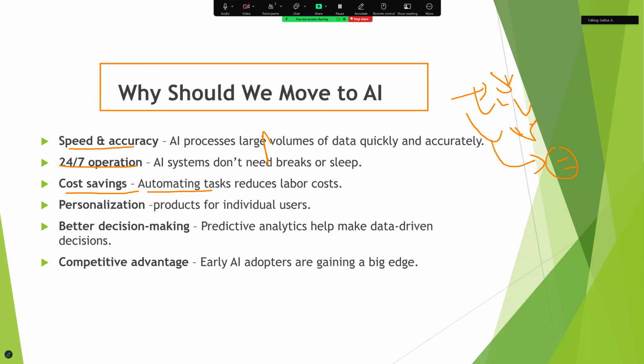See, the advanced topic of automation is AI. Do you agree, Rajan? Yes. Yes, the advanced form of automation is called AI. Okay. What is the decision making? See, predictive analysis helps make data-driven decisions.